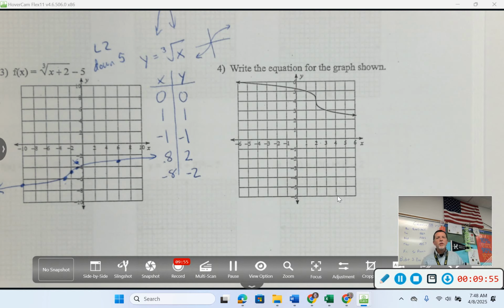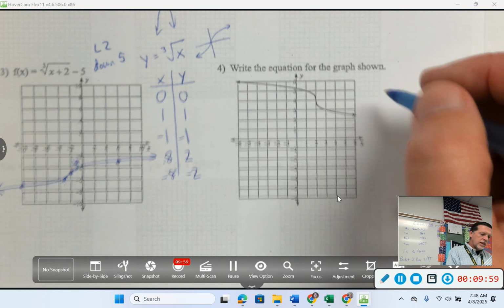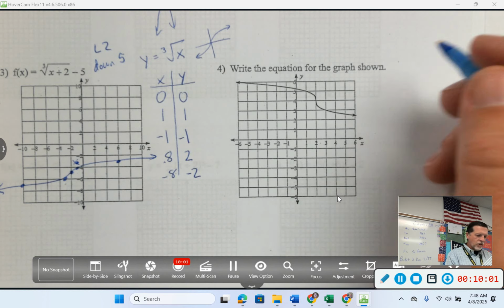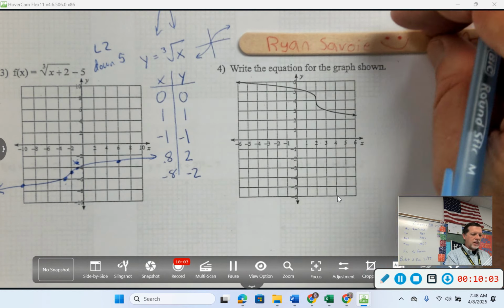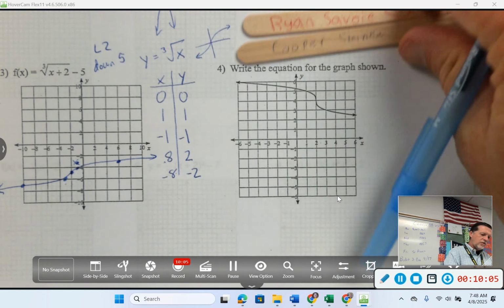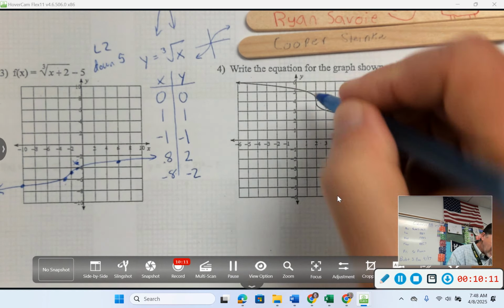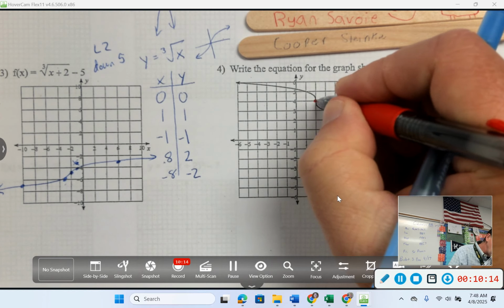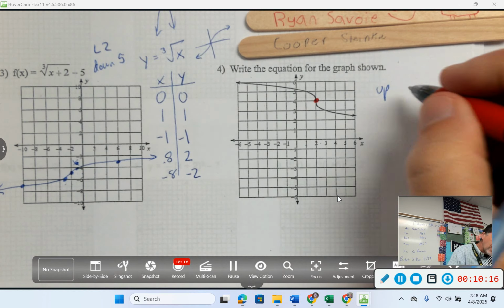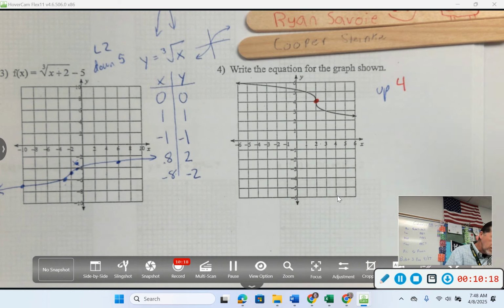All right, number 4. This is the Jeopardy question, right? Here's the answer. Where'd it come from? Let's list the transformations first. See if we can get some decent answers as opposed to Jack's answers. No offense. Ryan says up 4. Yeah, I think so. I think there's the sort of the new origin of that thing. So up 4. What else, Cooper? Right 2.